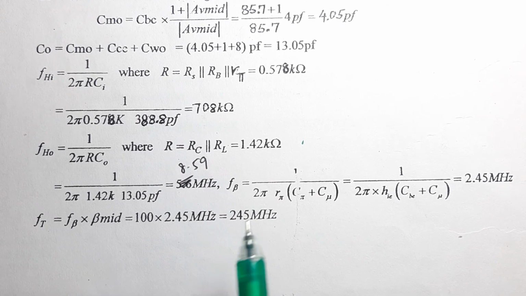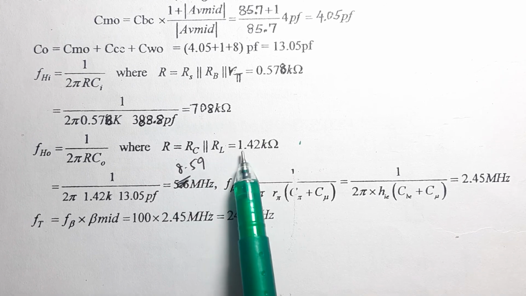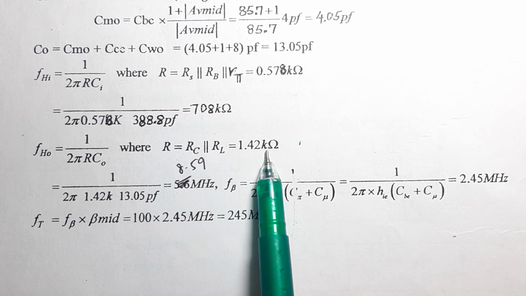Your formula for R is equal to 1.42 kilo ohms.